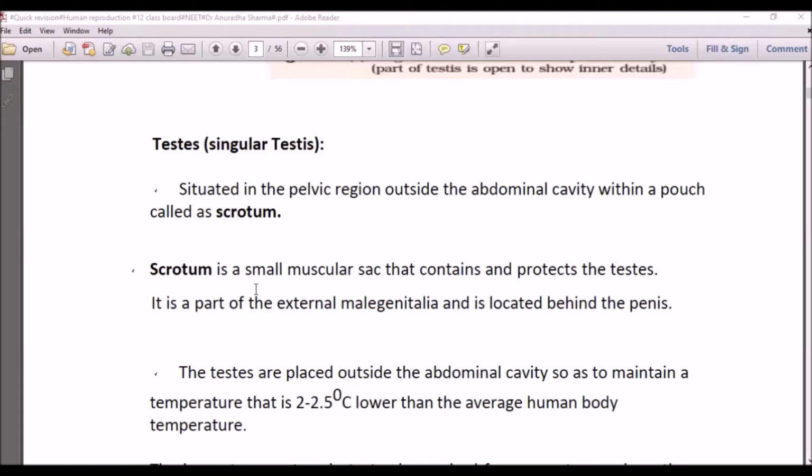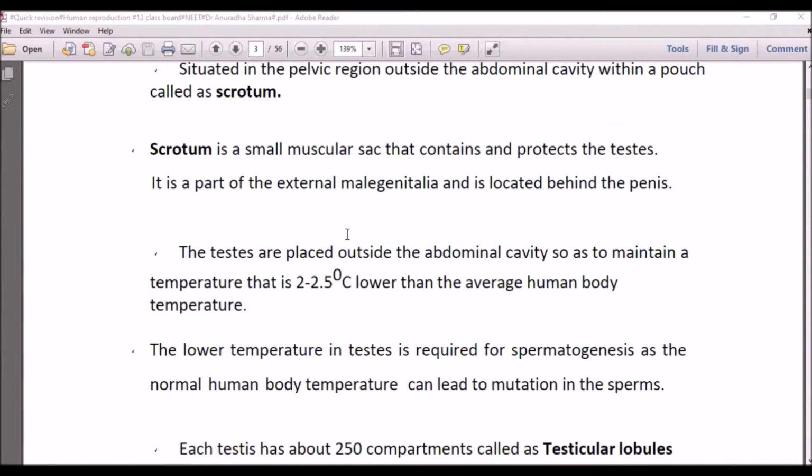This scrotum is a very small muscular sac, and it contains the testes. So one function of this scrotum is that it protects the testes, and second, it is located behind the penis. So function, it is protecting the testes. Now we know that testes are placed outside the abdominal cavity so that the temperature is 2 to 2.5 degrees lower than the average body temperature. So it is also maintaining a particular temperature.